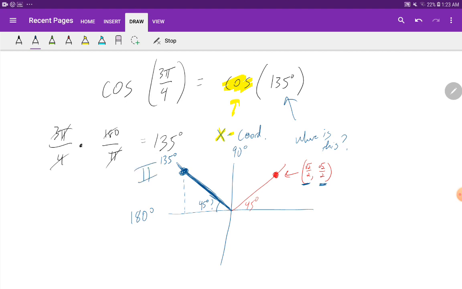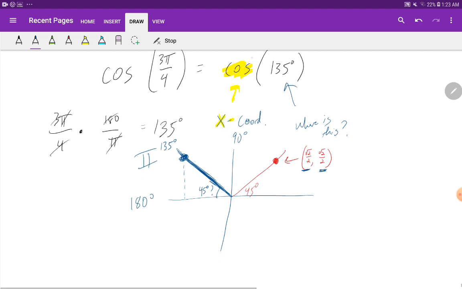I know there's a lot going on right now, so let me recap. We're looking for cosine of 135. Cosine means x coordinate, so we're looking at the x coordinate. 135 is in the second quadrant. We're no longer in the first quadrant. We're in the second quadrant, which means it's going to be negative root 2 over 2 comma root 2 over 2. And that should make sense. The height didn't change. Y didn't change.